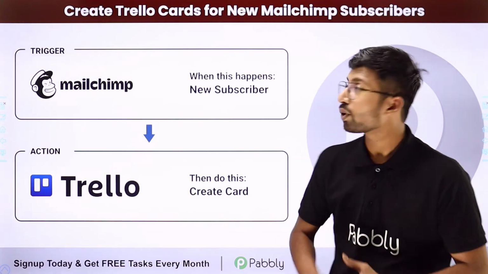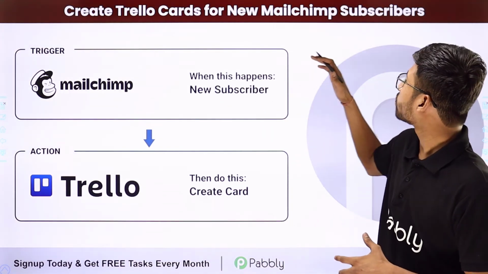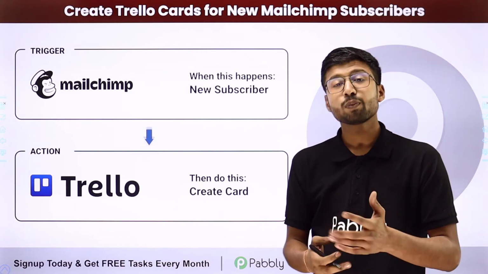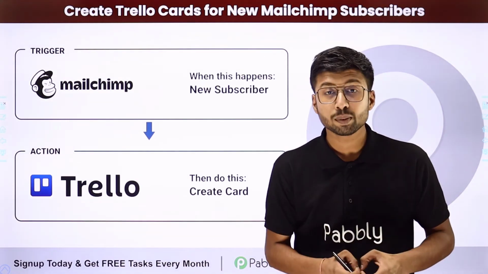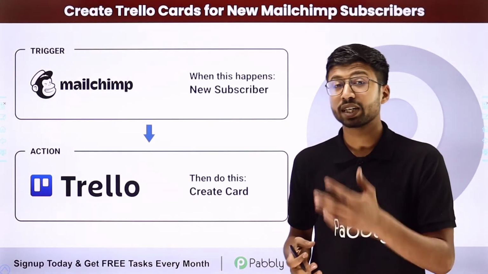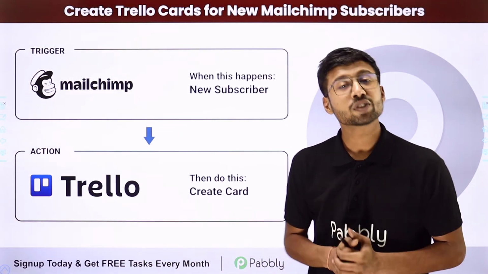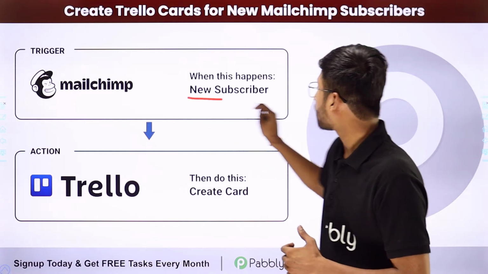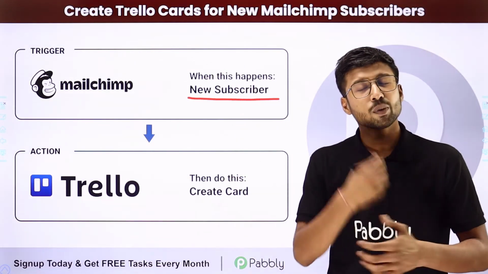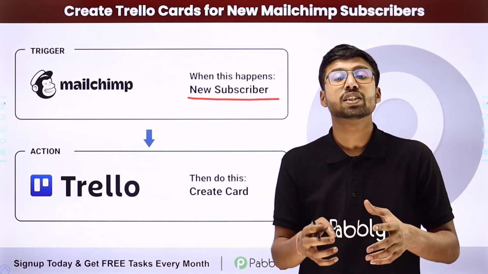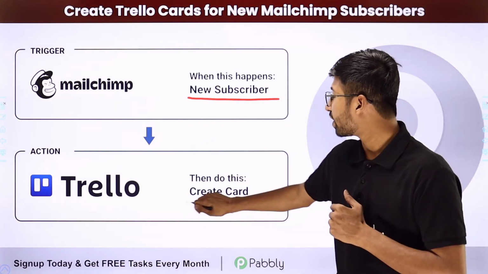So in this video, we are going to learn how to create Trello cards for a new Mailchimp subscriber. Now suppose, guys, if you are using Mailchimp as an email marketing platform and Trello to manage your daily tasks and projects, this automation is going to help you a lot. So using this automation, whenever a new subscriber, a new lead, is added in Mailchimp, automatically with the details of the same lead, a new card will be created in Trello.